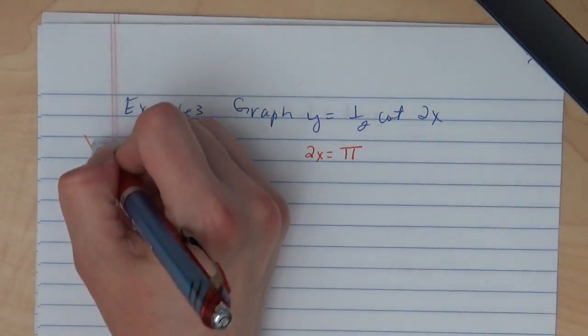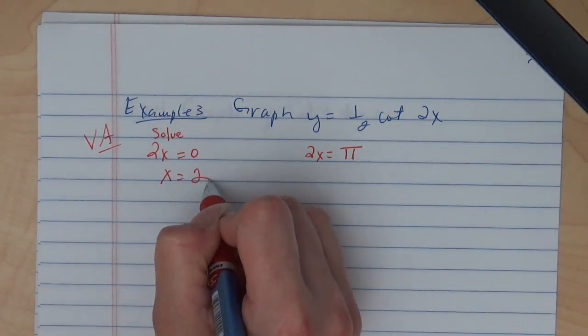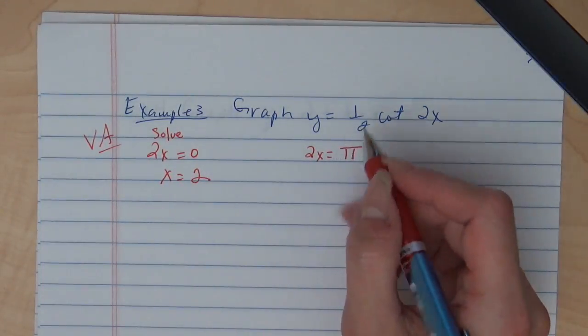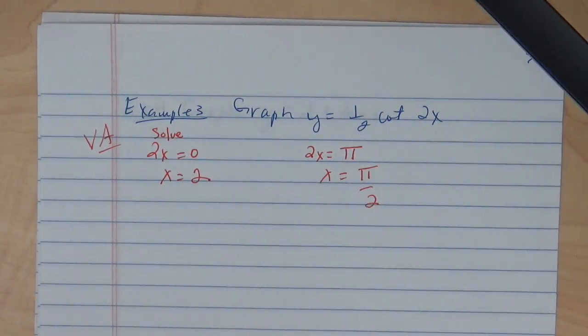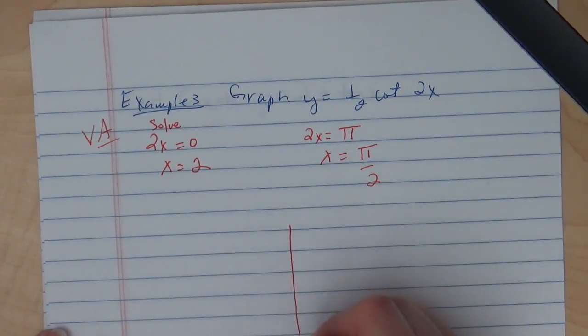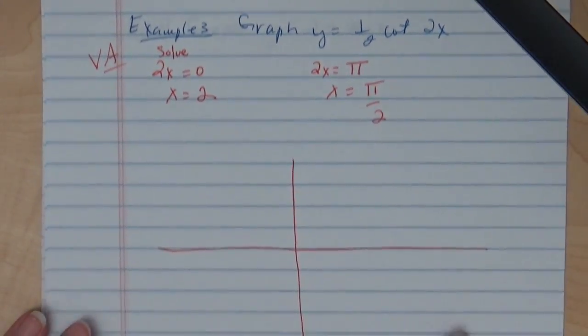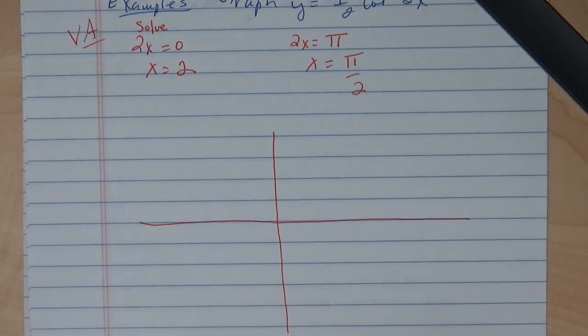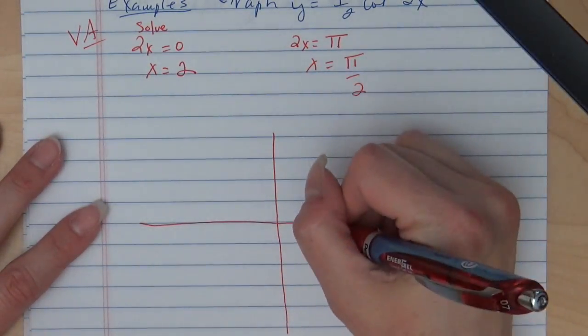So this will give us our vertical asymptotes. Here, divide both sides by 2, we get a vertical asymptote at x equals 2. And over here, divide by 2, we get x equals pi over 2. Alright, so I'm going to draw it. This time I'm going to be a little bit lazy and just go ahead and draw it, and we'll see if we have... You may have to do the table. You may not. So let's just see what happens. So we'll put in a vertical asymptote at pi over 2.